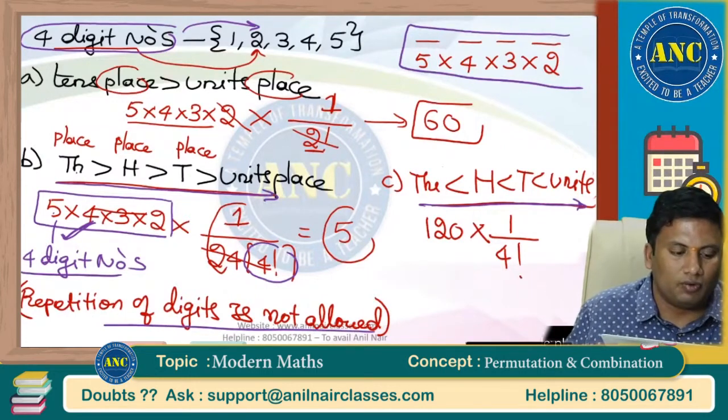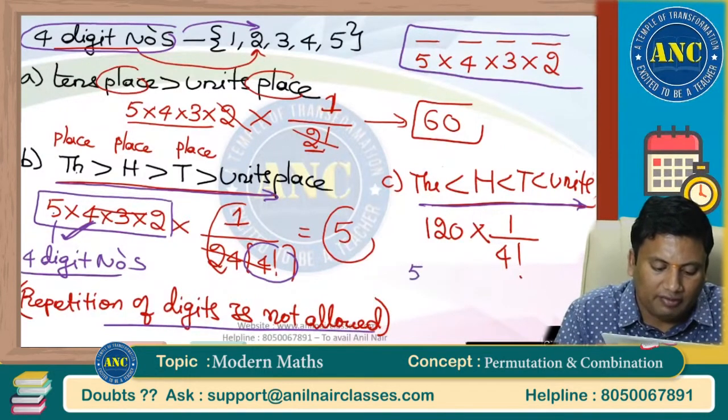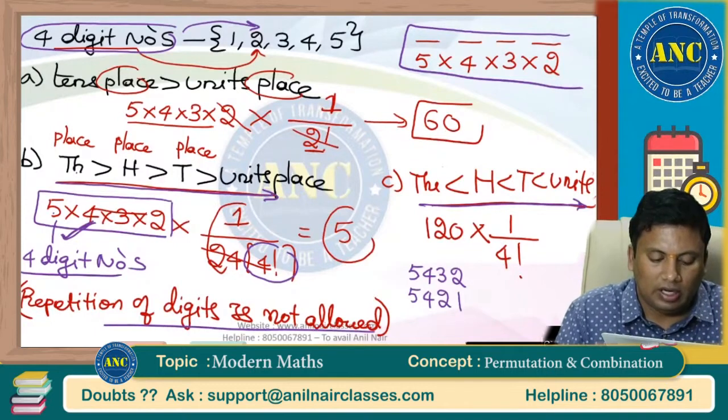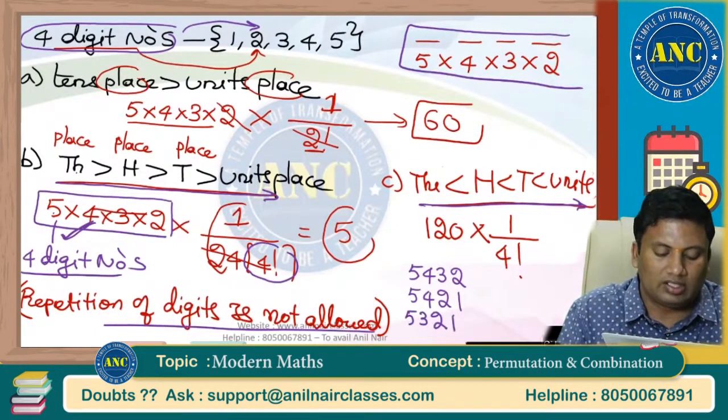In case you want to know the answer, 5432 is one way. Please tell me, 5421 is another way. Next one, 5321 is another way.